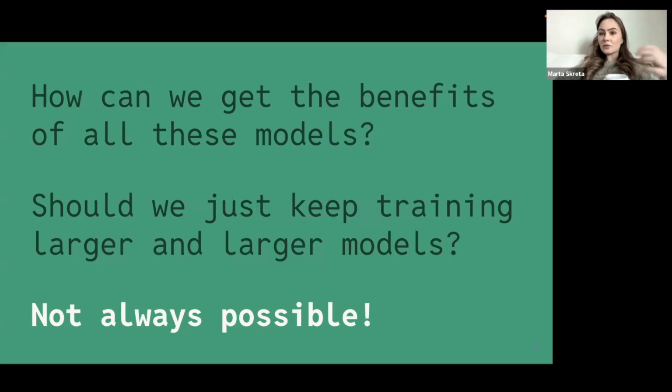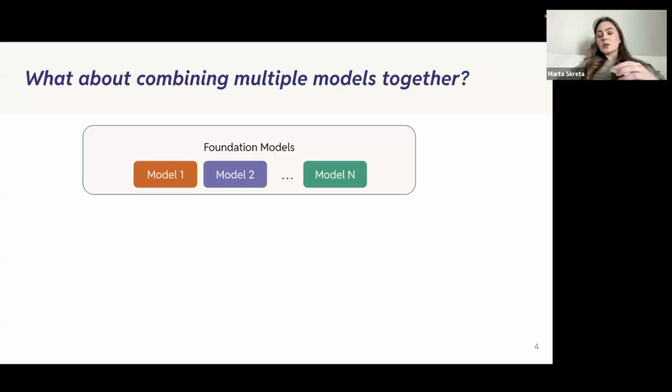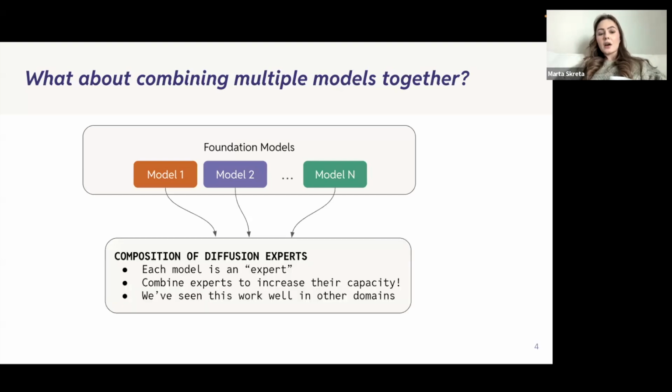So now we want to ask a question, is there something else that we could do to extract the benefits of all of these models that are existing on the internet? One question that we are interested in looking at is, what if we can combine multiple models together? So we have several different diffusion models that exist. What if we can treat each one as an expert and then combine experts together to increase the capacity of all of them?